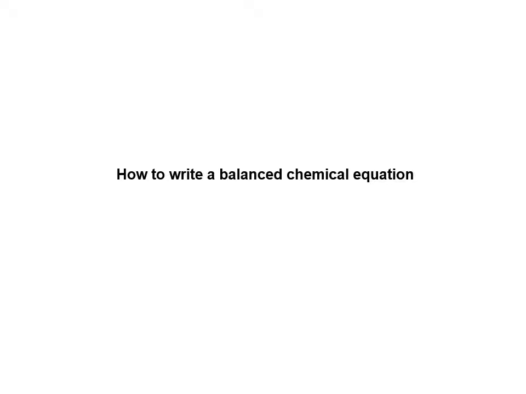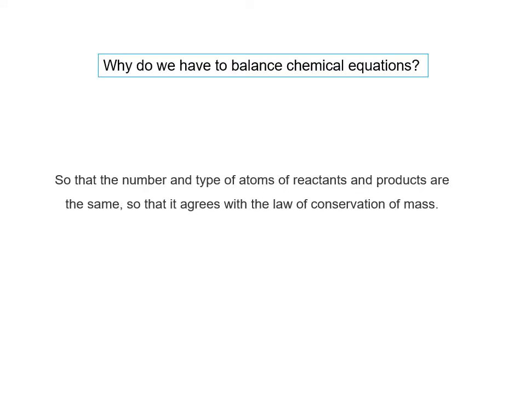Hello, in this video we're going to learn about how to write a balanced chemical equation. So why do we have to balance chemical equations? The reason we need to balance chemical equations is so that the number and type of atoms that are present in the reactants are the same as those present in the products. And so as a result, this would agree with the law of conservation of mass.